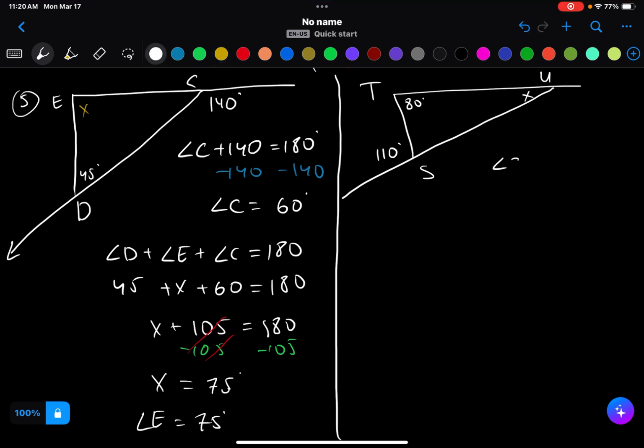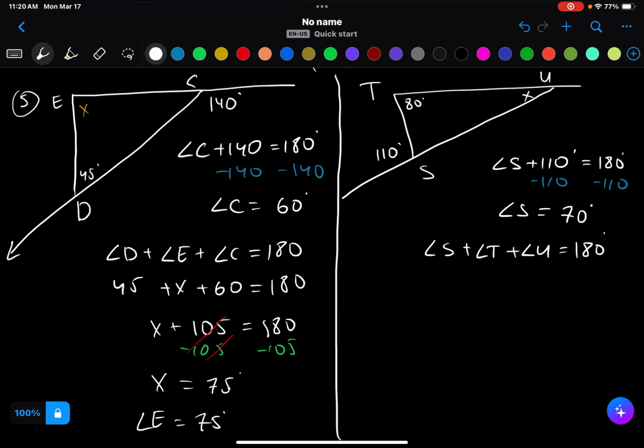So you're going to say that angle S plus 110 degrees has to equal 180 because, again, they are a supplementary pair, which means I want to take off 110 from both sides. So angle S is going to be 70 degrees. Now I know angle S, I know angle T, I can find out angle U. So I can say that angle S plus angle T plus angle U is 180 degrees.